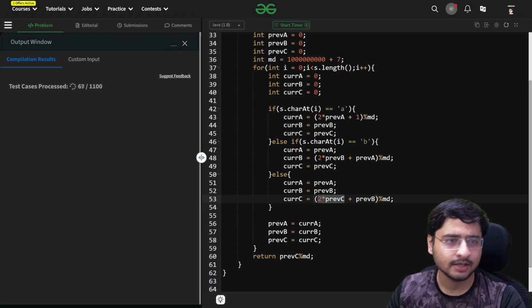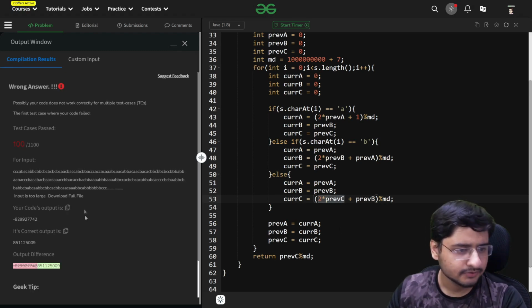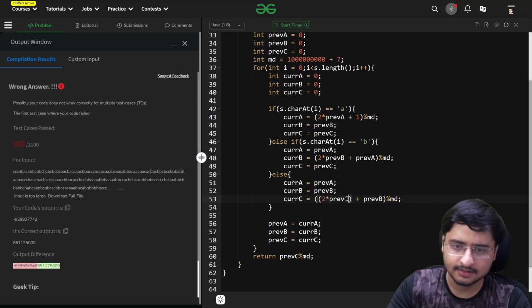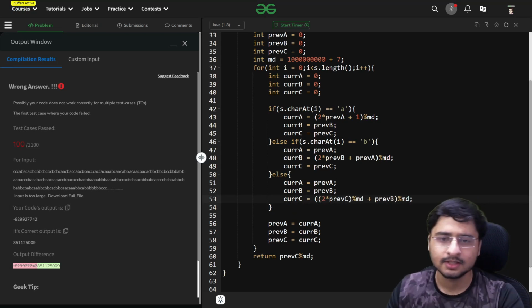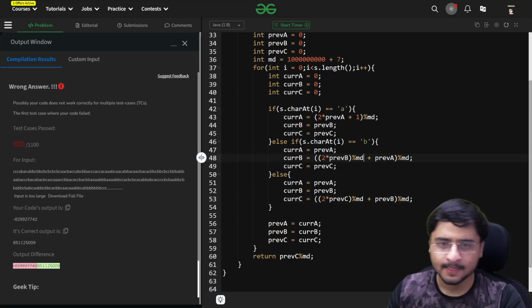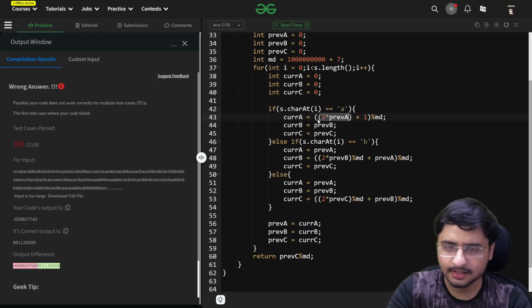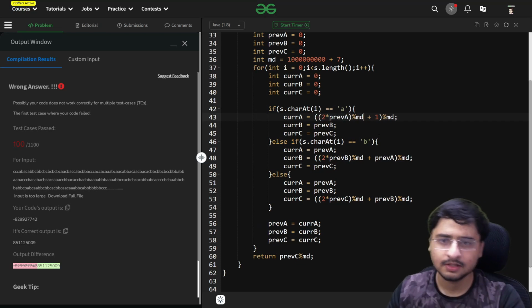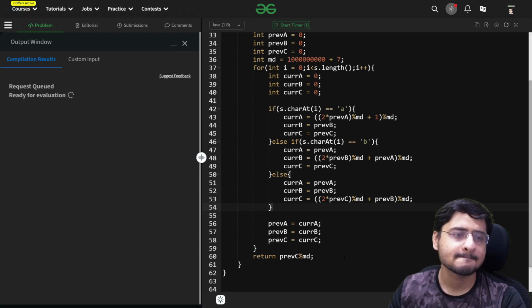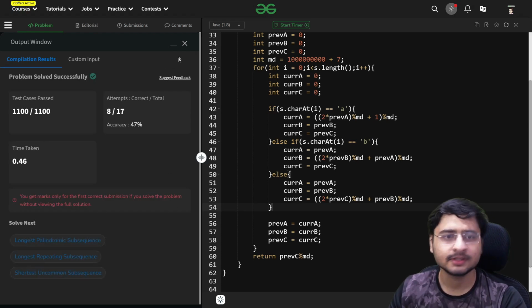If not, then we'll have to add mod here as well. I think it's failing for the same reason. So we'll have to write here as well, like this, mod md. Here as well, we'll have to add mod md. Correct. Let's compile and run this now. We would have used the older test case. Submit this. So it's passing all the test cases.